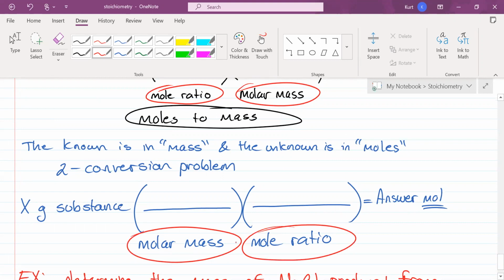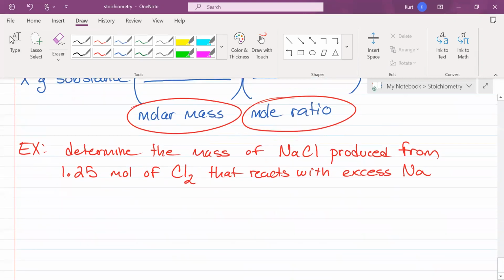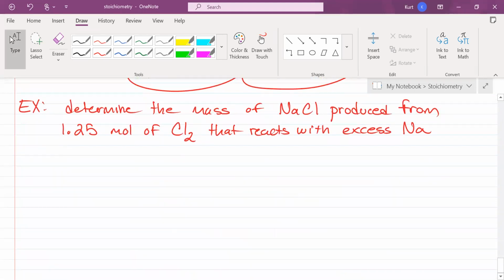Okay? So we are just about to get started on doing a practice problem, which is what I've started here. The problem reads, determine the mass of sodium chloride produced from 1.25 moles of chlorine gas that reacts with excess sodium. Can any of you tell me what is the unbalanced equation for this? We'll balance it in a moment, but what are the reactants? Kevin? Very good. The reactants are sodium and chlorine. What is the product or products? Arshawn? NaCl. Guys, that is strictly from reading the problem.